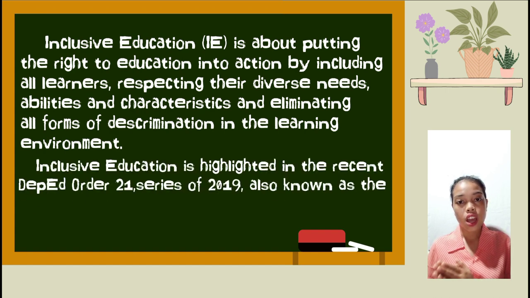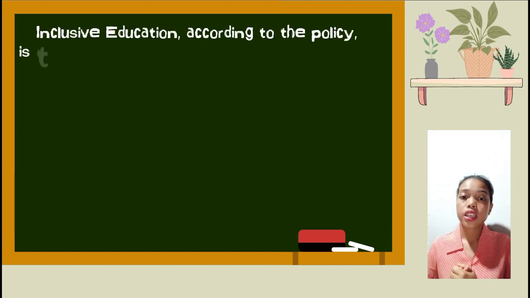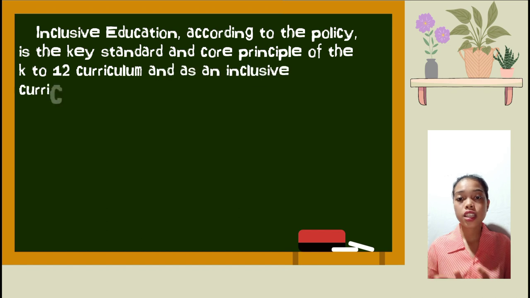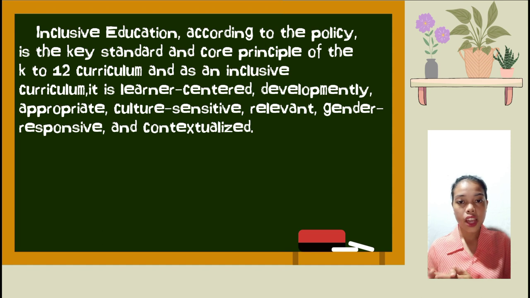Inclusive education, also highlighted in the recent DepEd Order 21, series of 2019, also known as the Policy Guidelines on the K-12 Basic Program. According to the policy, inclusive education is the key standard and core principle of the K-12 curriculum. And as an inclusive curriculum, it is learner-centered, developmentally appropriate, culture-sensitive, relevant, gender-responsive, and contextualized.